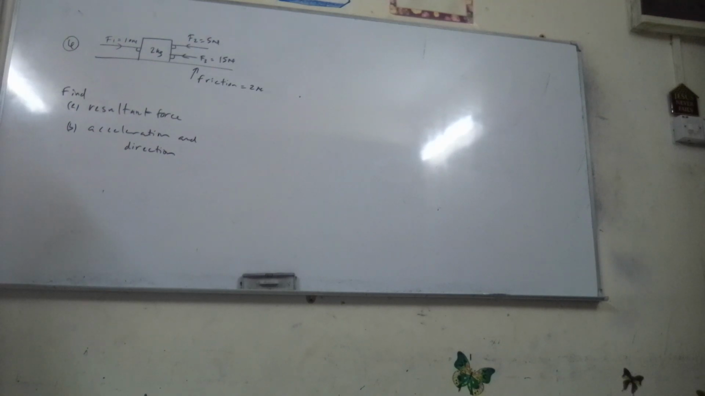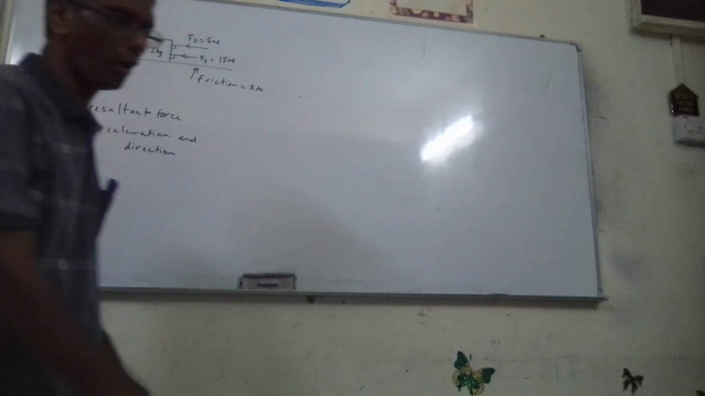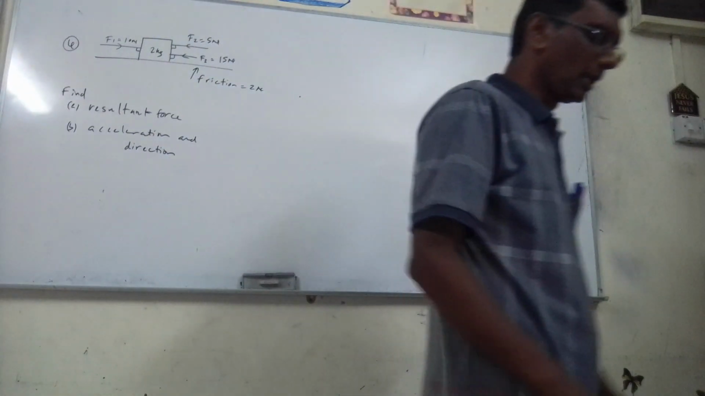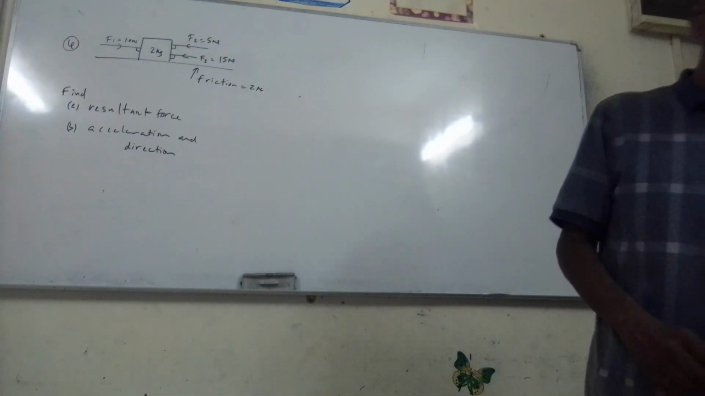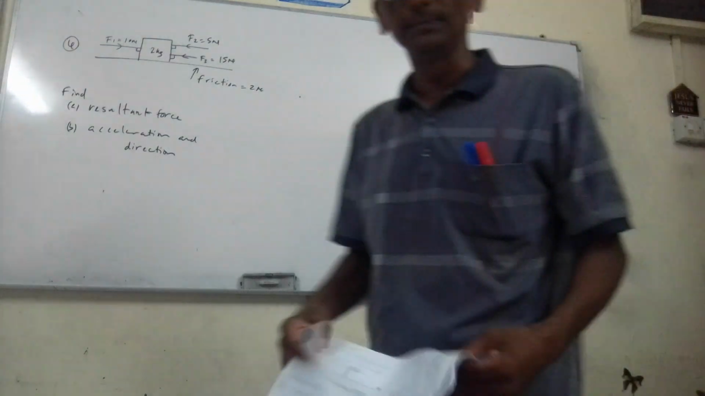Okay, and your F1 is 10 Newton, F2 is 5 Newton, F3 is 15 Newton, friction is 2 Newton. Find the resultant force, and the acceleration and direction. This is question 4 as a homework for you. We have to do one question.